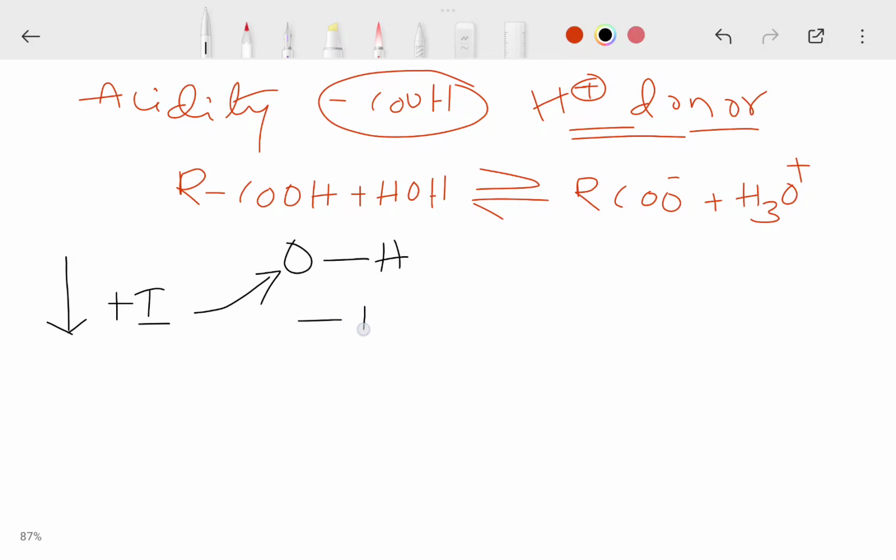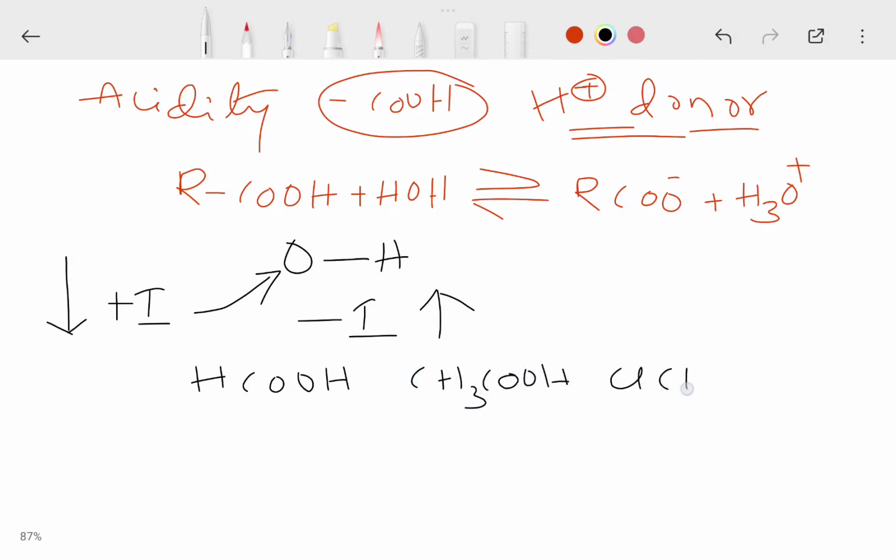Where minus I groups are present, minus I groups increase the acidity of carboxylic acids by decreasing the electron density on the OH oxygen atom, and thereby OH bond dissociation increases, so the acidity increases by releasing more protons. For example, HCOOH, CH3COOH, and ClCH2COOH are there. Which compound has the higher acidic nature, and which one is less acidic?